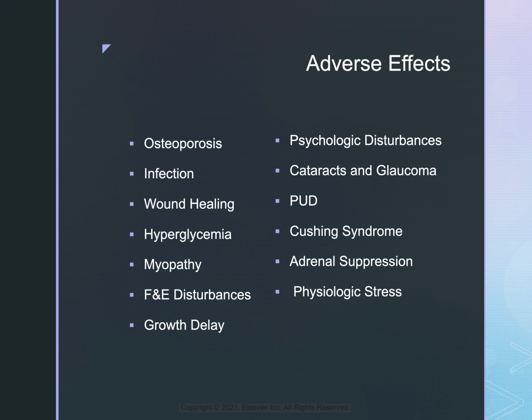Psychologic disturbances, these are probably one of the things that stand out to me the most. I actually had a patient in the ICU at a mental health facility. She was an educator, and she was on long-term, high-dose glucocorticoids. And actually, she was admitted for psychologic disturbance. And so she had a psychosis due to systemic glucocorticoid use.